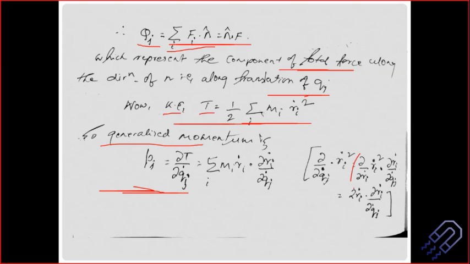When you differentiate this part, you get 2 Ri dot and del Ri by del Qj dot. So 2 Ri dot del Ri by del Qj dot. We have it here, and that 2 and this 2 will get cancelled. As a result, I'll get this relation. So this is the generalized momentum. We already have seen it in terms of kinetic energy, but we can also write it this way. There are different ways of writing it, but anyway, we are going to use it.